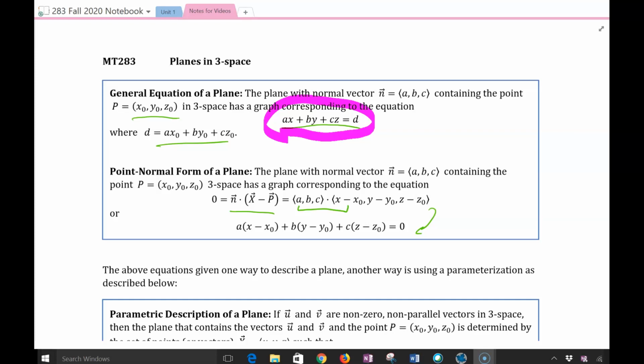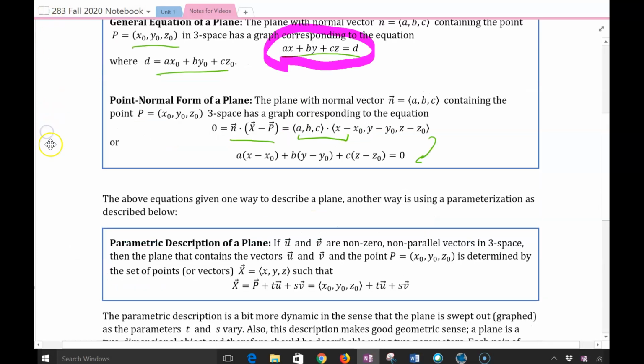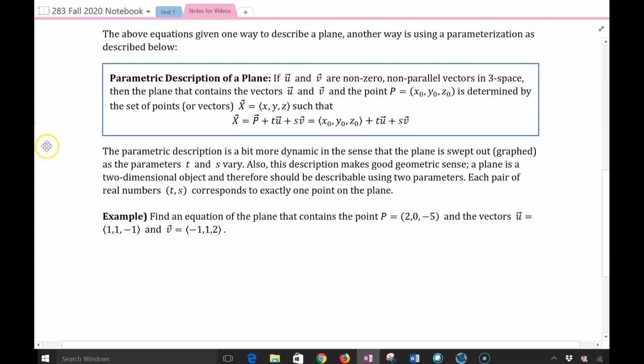It's ax plus by plus cz equals a number d, where a, b, and c are the first, second, and third component of a vector which is normal to the plane. That and a point on the plane is all we need to determine the equation, and I like to refer to that as a general equation of the plane. In the previous video we discussed the point normal form and also the parametric description of a plane.